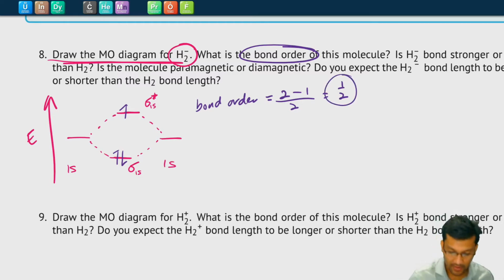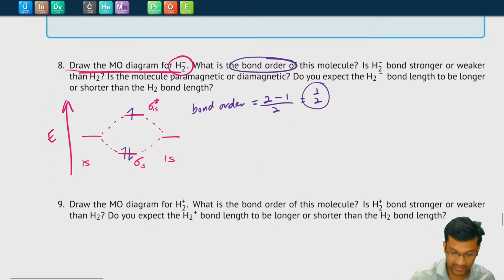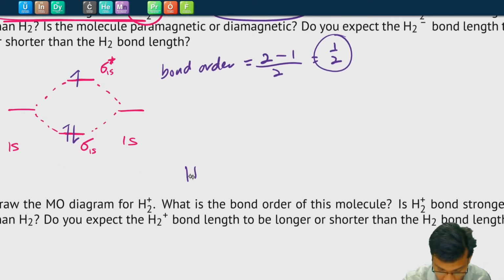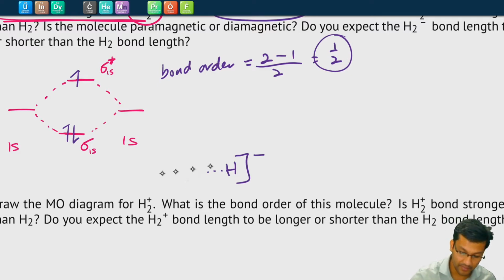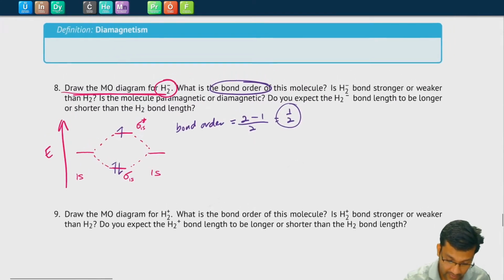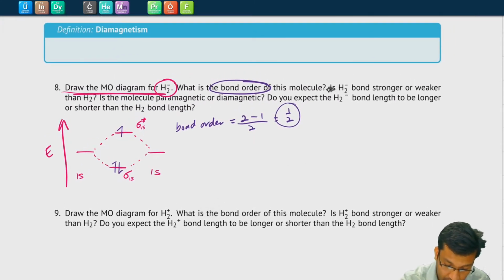What does that mean? Well, it means that if we have this molecule H2 minus, with a negative charge, there's actually a half a bond between them. I know, it sounds strange. What is a half a bond? But according to molecular orbital theory, we can have half a bond. Okay, so is the H2 minus bond stronger or weaker than just regular old H2?